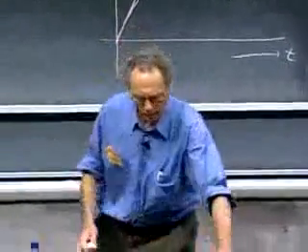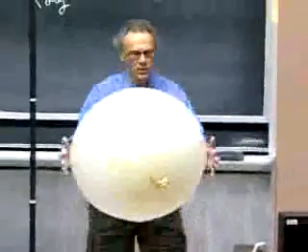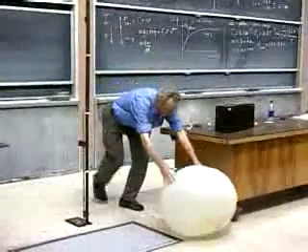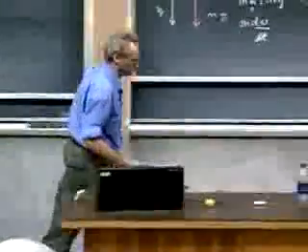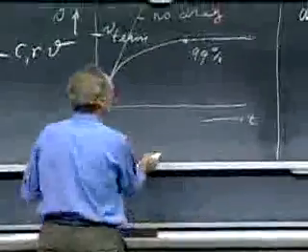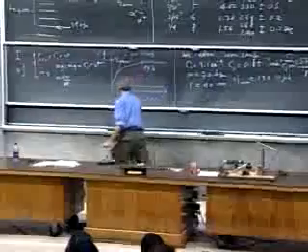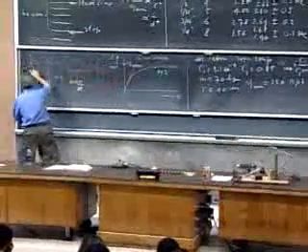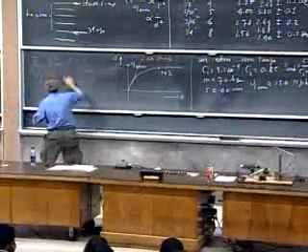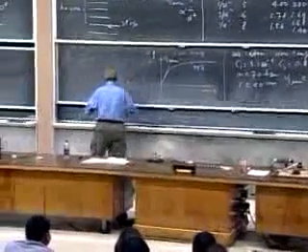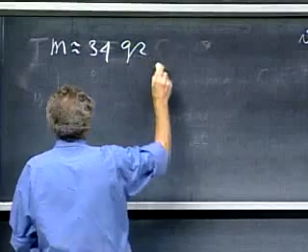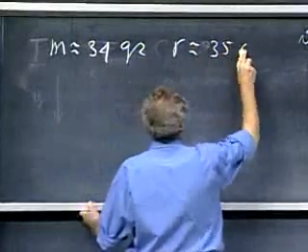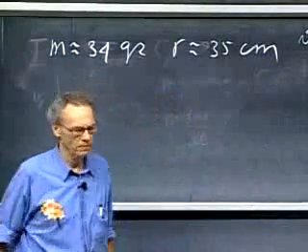I have here a ball. You may call it a balloon, but I call it a ball because there's no helium in it. And this ball weighs approximately 34 grams. So we know the mass and we know the radius. The mass is about 34 grams. And the radius is about 35 centimeters. It's about 70 centimeters across.